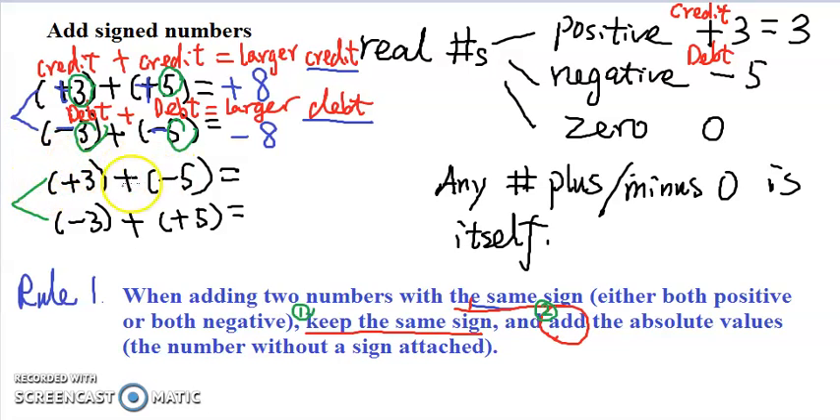So what if these two numbers have different signs, one positive, one negative? Of course, rule number 1 doesn't work anymore because you cannot keep the sign anymore. So let's see, we can again use real life examples to help us. Positive means credit. Negative means debt. So if you have some money in your bank account, but then you owe somebody some money, and combining your credit and your debt, were you in credit or in debt? That depends on which one is bigger, which one is larger.